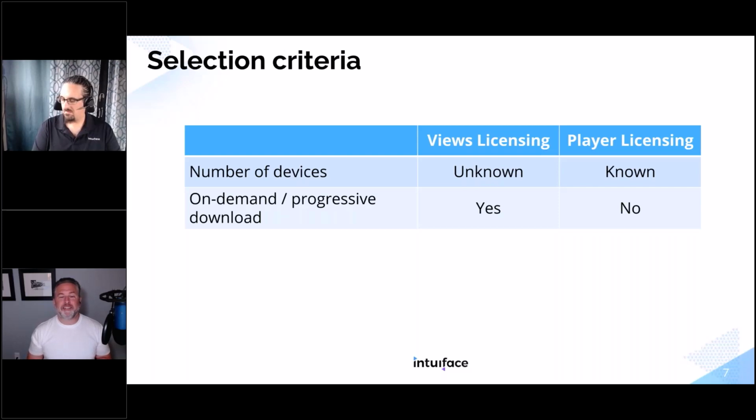With views licensing, media is downloaded on demand or progressively downloaded. It's downloaded when it's required. If I have a video on scene 3 and I'm on scene 1 and I'm using views licensing, that video is not downloaded until I'm on scene 3. Like a typical website, it downloads it on demand. It downloads it when it's needed.